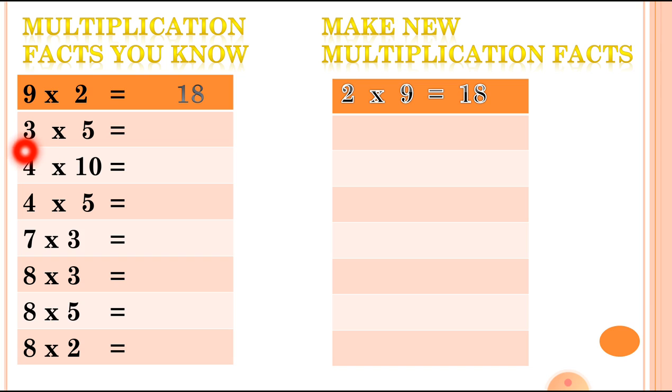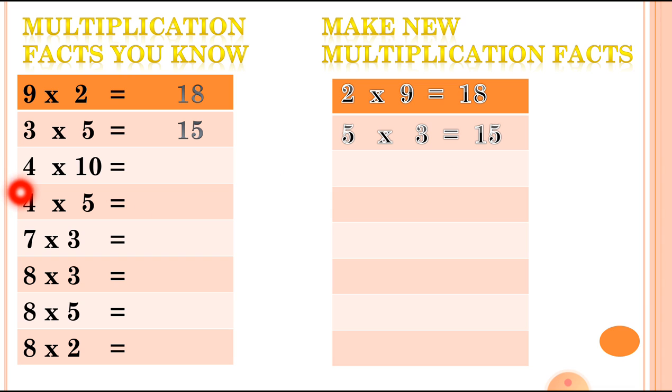Now the next one, 3 fives are. 3 fives are 15. So what will be the new multiplication fact? If here is 3 fives are 15, so we can write down this way that 5 threes are 15. I am repeating this. Here is 3 fives are 15, so we can write down that 5 threes are 15.